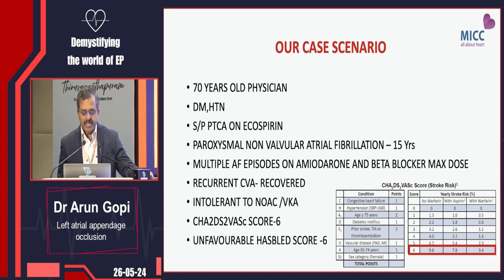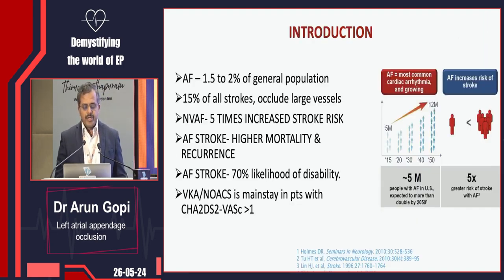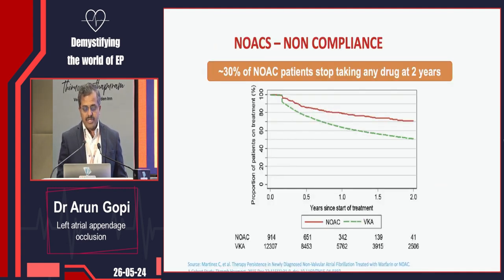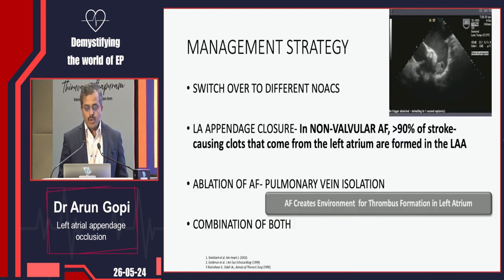CHA2DS2-VASc score, you look at the score, it's 6. HAS-BLED score is 6. Extremely high risk of stroke and extremely high risk of bleeding. And this is not an uncommon scenario because AF is the most common sustained clinical arrhythmia, with a 5-fold increased risk of stroke, and AF-related stroke has 70% disability. Vitamin K antagonist, you all know its demerits. NOACs came to solve this, but almost 30% of patients stop this drug at the end of 2 years. So what do you do with these patients?